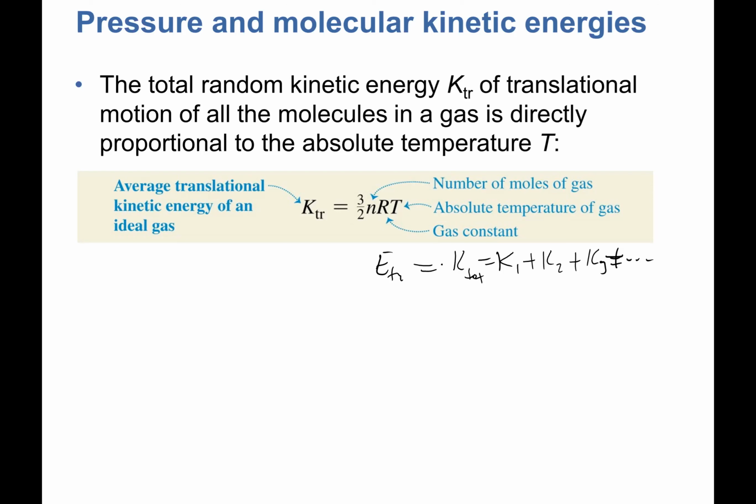Now, if I take this total kinetic energy and divide it by the number of molecules, then what I get is the average translational kinetic energy. And the average translational kinetic energy of an ideal gas, you can say equals 3/2 times number of moles times gas constant times temperature, which means the temperature of the system is related to the average kinetic energy of those molecules.